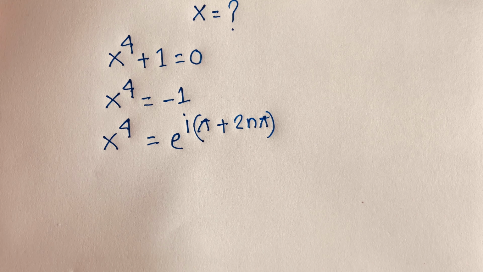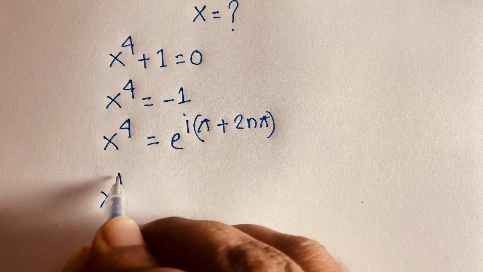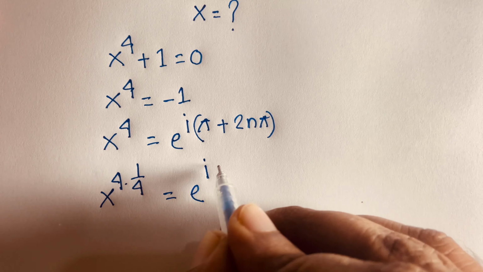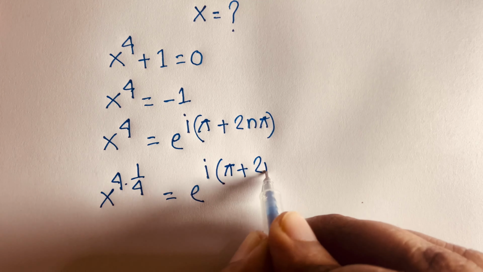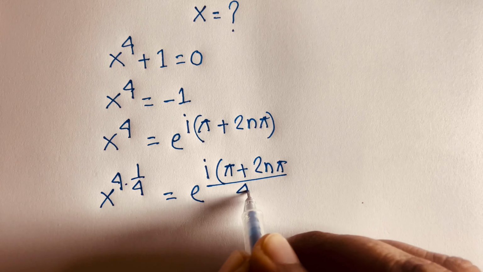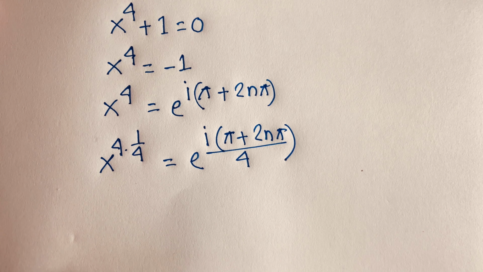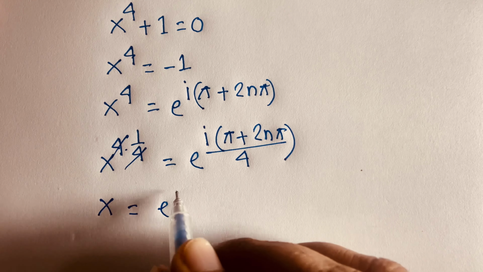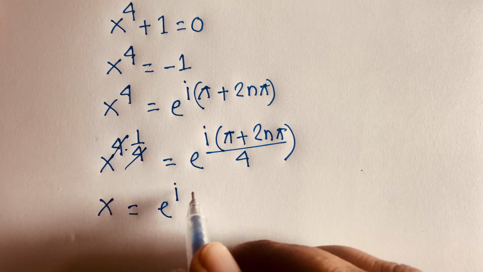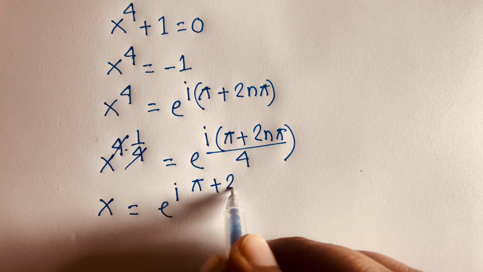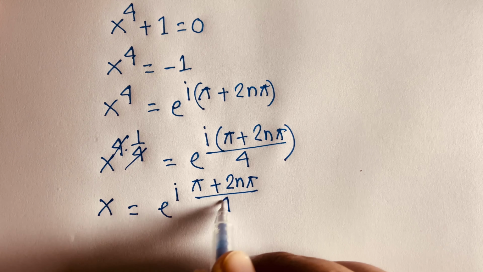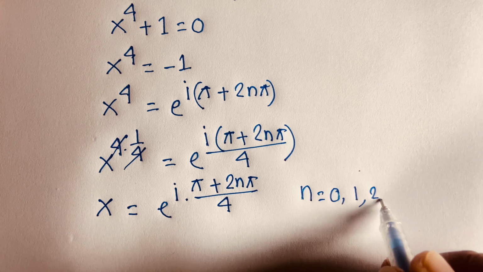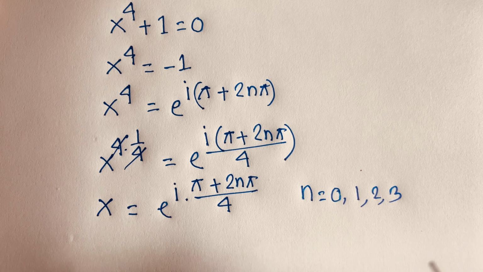Then on both sides I raise to the power 1 over 4, and it will be e to the power i times pi plus 2n pi over 4. Then the 4 is cancelled. We'll find out x is equal to e to the power i times pi plus 2n pi over 4, where n is equal to 0, 1, 2, 3. It is a 4-degree equation.